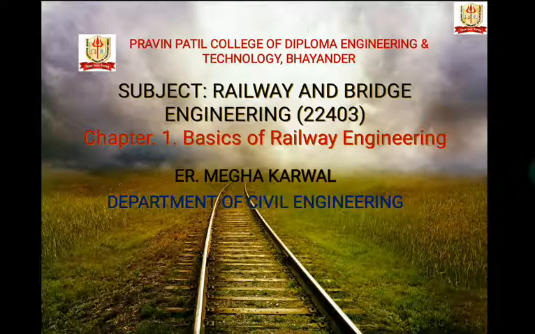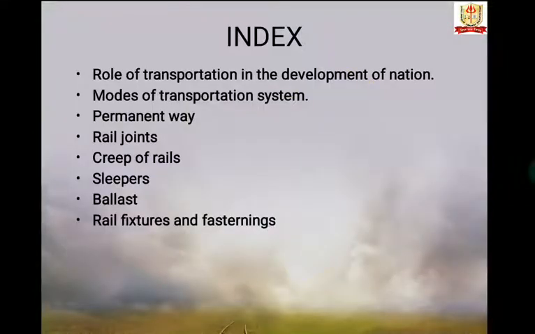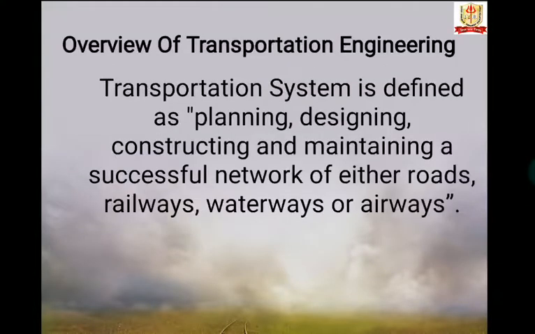From today's lecture, we start our Unit 1, that is Basics of Railway Engineering, which is for 12 marks in your curriculum. In this chapter, we will see the following points in detail: role of transportation in development of nation, modes of transportation system, permanent way, rail joints, creep of rail, sleepers, ballast, rail fixtures and fastenings. So let's start with the first point, an overview of transportation engineering.